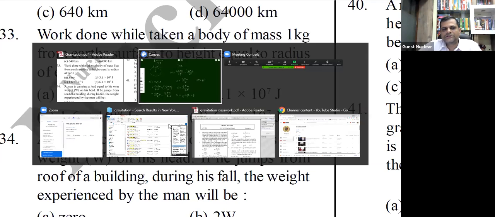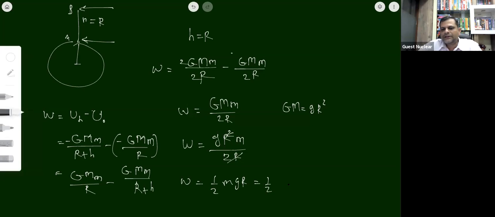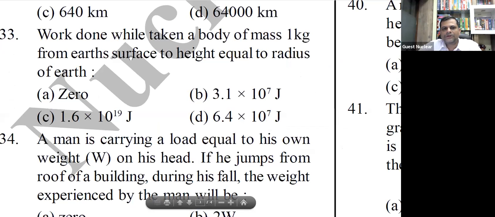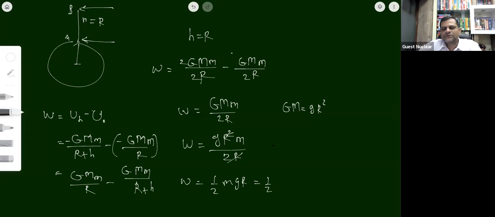Okay, so let us try to solve this further. Is the mass of the body given? Check once. Work done while taking a body of mass 1 kilogram. Okay, yes, 1 kilogram is given as the mass of the body, so it's okay. We can just put m as 1 here, and g we already know is 9.8. We can take it as 10 approximately. R is actually 64 into 10 raised to 5. It is 6,400 kilometers, so it becomes 64 into 10 raised to 5.